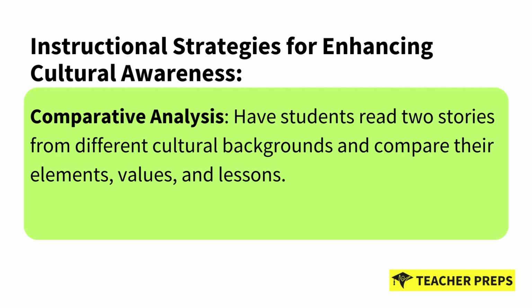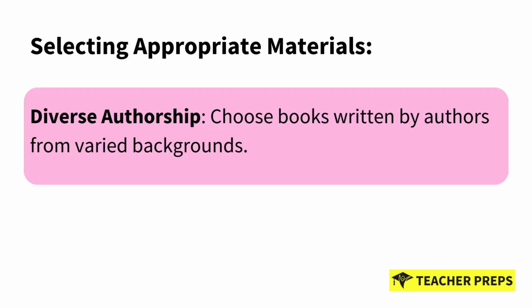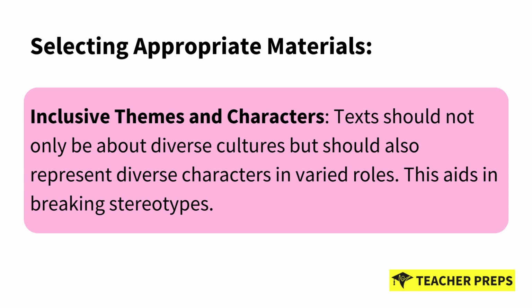Now, in order for the students to learn effectively, the teacher must select the appropriate materials. So, let's go over how to do this now. Selecting appropriate materials, the first we call diverse authorship. Choose books written by authors from varied backgrounds. Second, we have inclusive themes and characters. Texts should not only be about diverse cultures, but should also represent diverse characters in varied roles. This aids in breaking stereotypes.